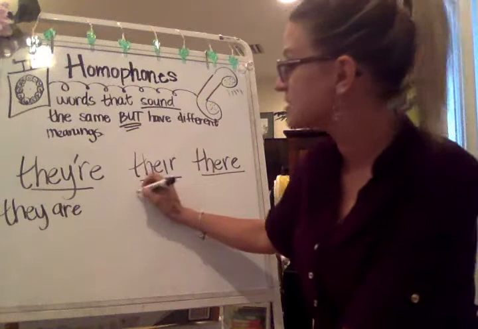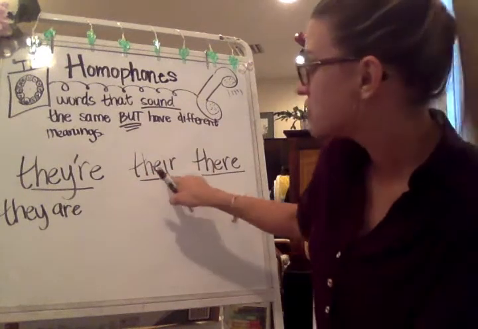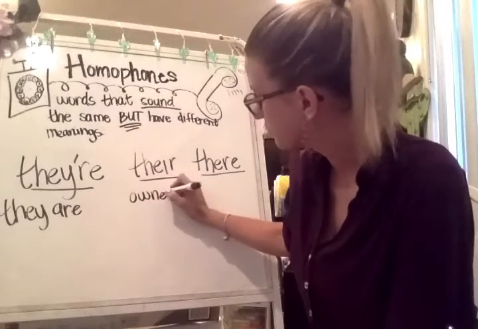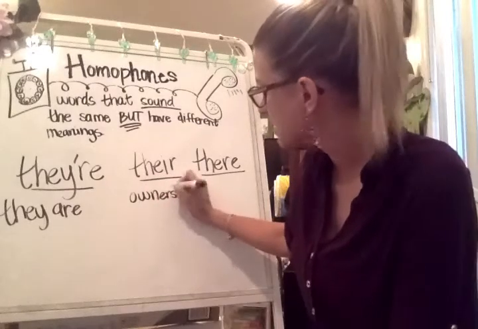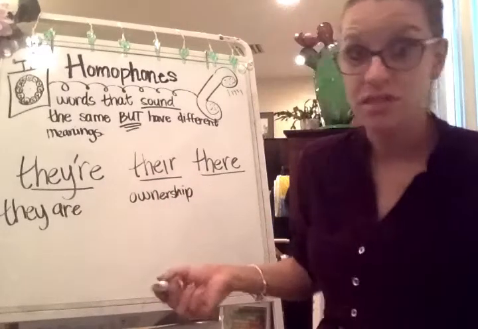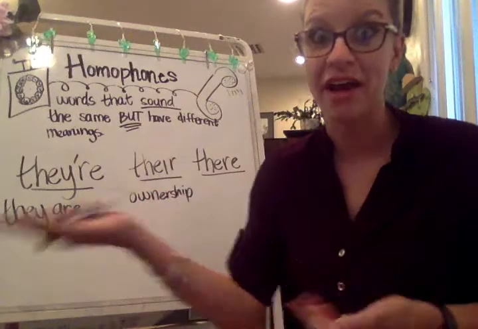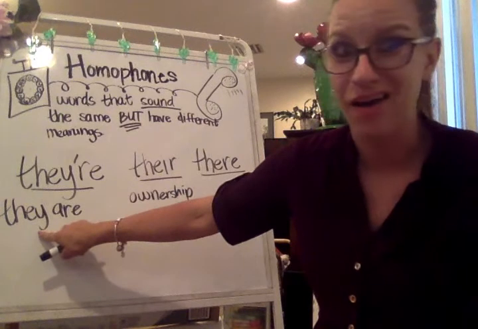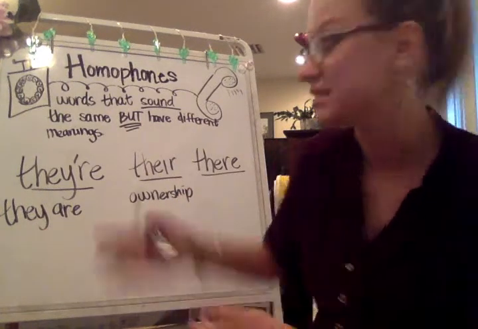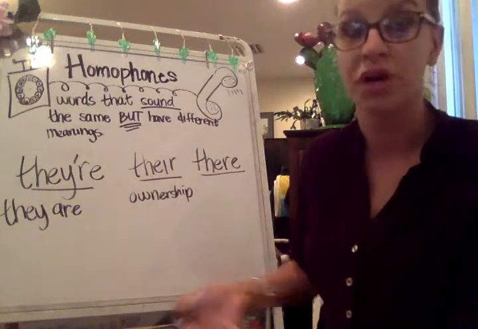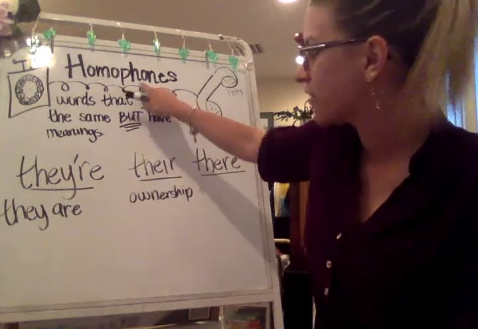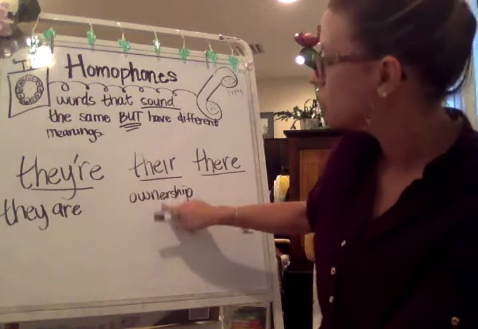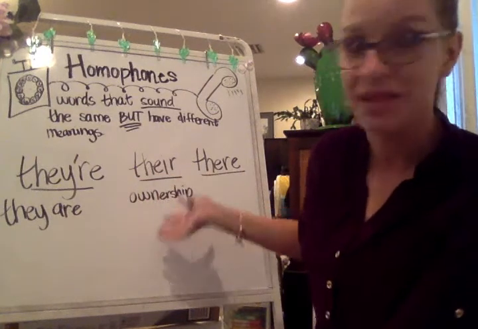There. This one means when somebody owns something. So this EIR at the end, it signifies ownership. So if somebody owns something, like that is their backpack, their pencil, you wouldn't say it would be they are pencil. That would sound really crazy. So when you're choosing which word you're going to be writing, which homophone, you would not choose the one with the apostrophe RE. You would choose their pencil.